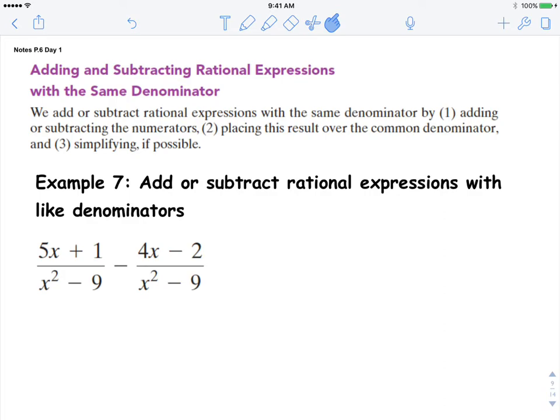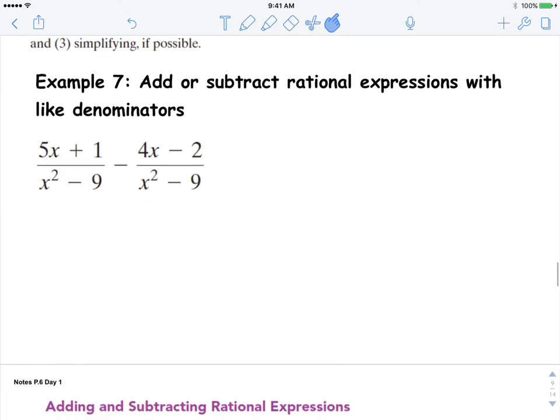All right, this is on adding and subtracting rational expressions. When we add or subtract rational expressions with the same denominator, what happens is you just go ahead and combine those numerators together by their operation. So this is our first example.